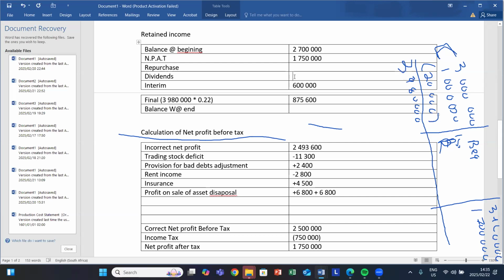And then let's calculate the total dividends. For us to get the total of our dividends, we'll say our interim amount, meaning 600,000, plus 875,600. And then we get 1,475,600. And then remember, your dividends are supposed to be in brackets.